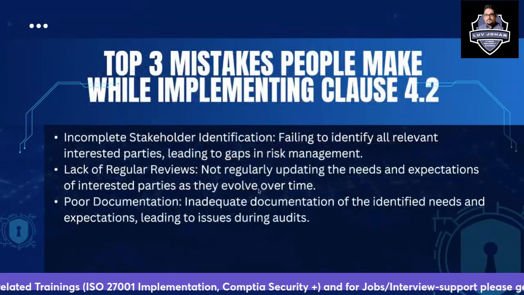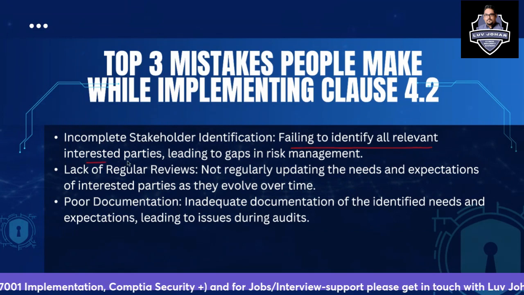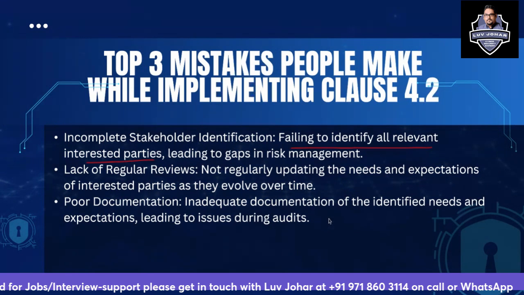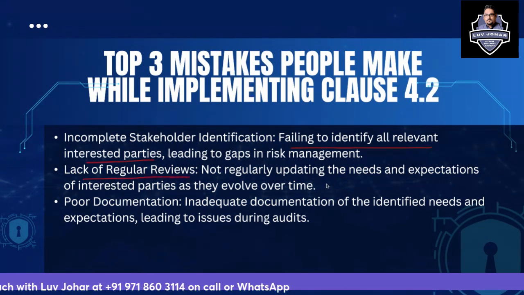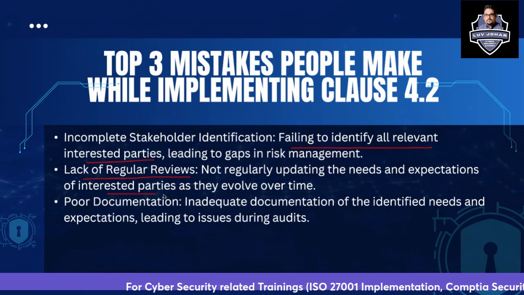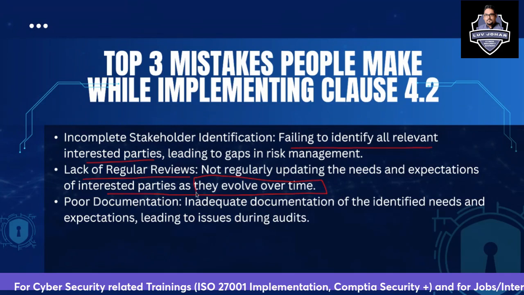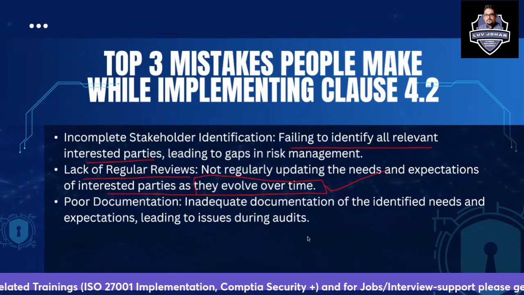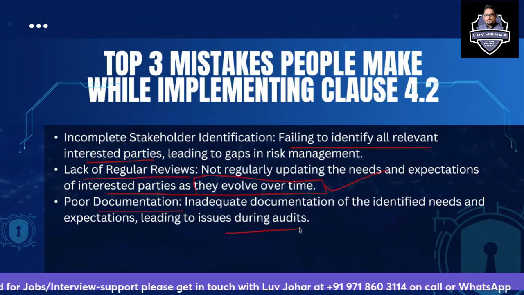Top three mistakes that people do is failing to identify all the relevant interested parties. Then sometimes not able to clearly identify who all interested parties are there. Okay, and after that, let's say once if they do that, then they forget it. They do not do it again. Ideally, it should be a continually performing exercise, but they actually lack of doing this at regular reviews and regular intervals. Okay, because the needs and expectations basically evolve over time. This is very important. Okay, they keep on changing, right? So you need to make sure that you do it periodically, right? And third thing is poor documentation could be there, leading to issues during the audits, right?